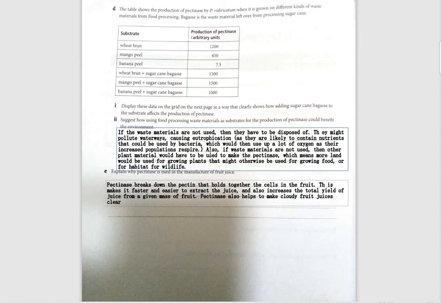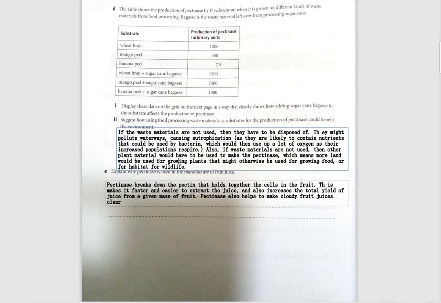Also, by not using waste materials, plant material would have to be used to make the pectinase, which means more land would have to be used for growing plants that might otherwise be used for growing food or for habitat for wildlife. Another reason is it decreases the variety of the species of the plants, as not all plants can be used for making pectinase actually.